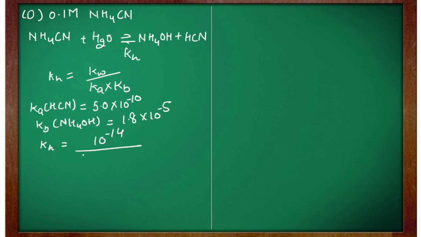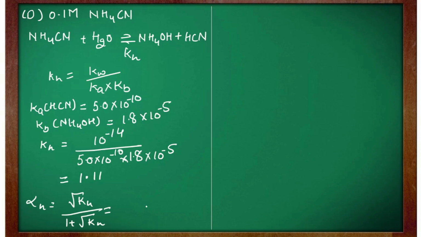Kb is equal to 1.8 multiplied by 10 raised to power minus 5. On solving, Kh value comes out to be 1.11. Alpha h is equal to square root of Kh divided by 1 plus square root of Kh. By putting the value of Kh, alpha h value comes out to be 0.513.